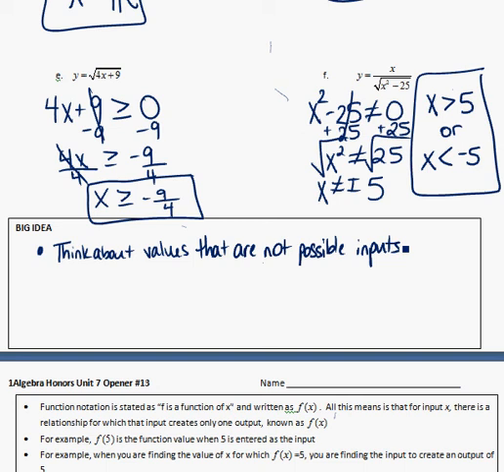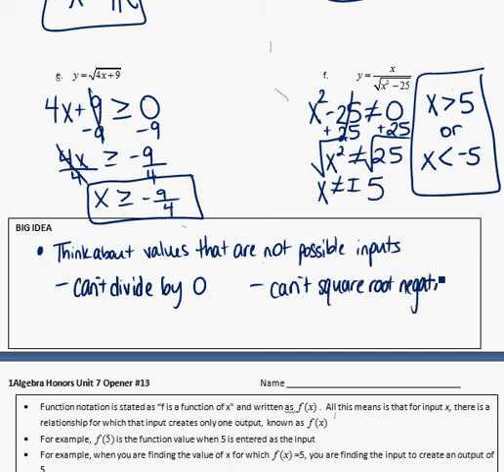And when you're thinking about values that are not possible inputs, remember these two things. You cannot divide by 0, and you cannot take the square root of negative numbers if you want real numbers as your outputs. That should be a good start to get you thinking about domains of all different kinds of functions.